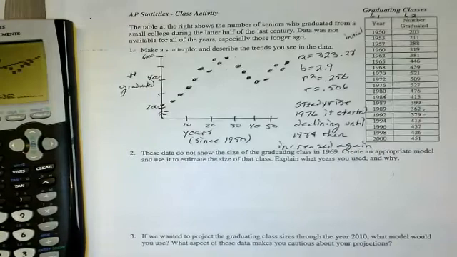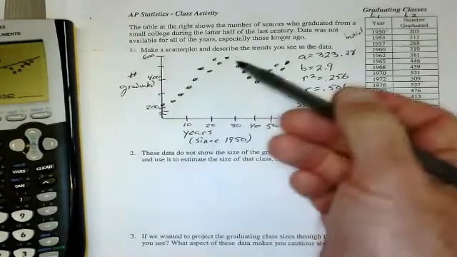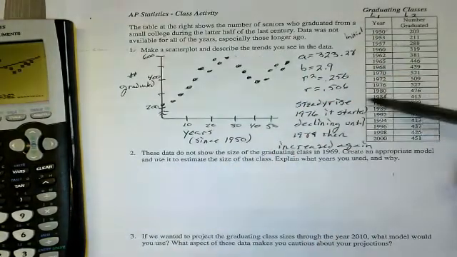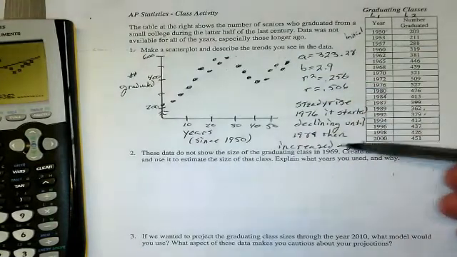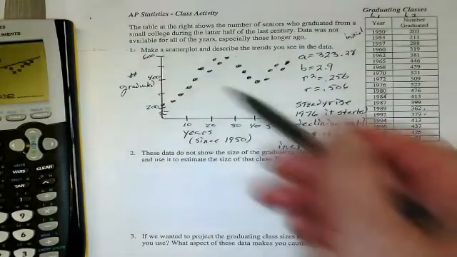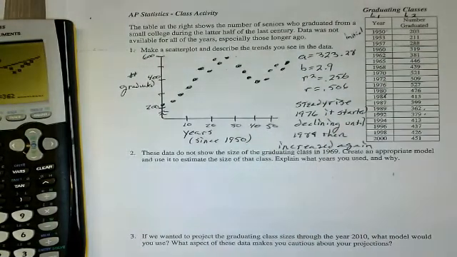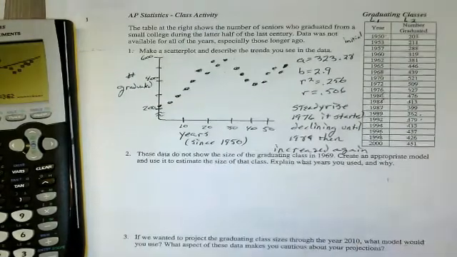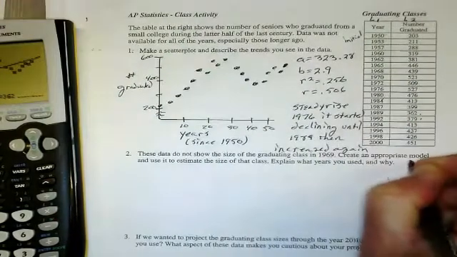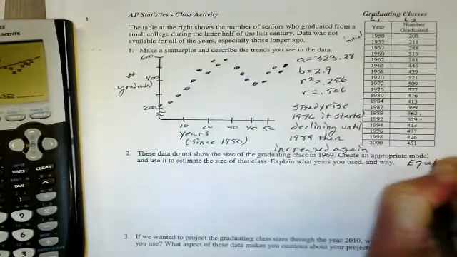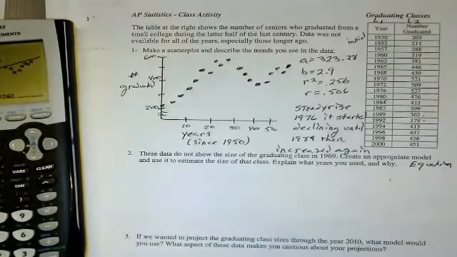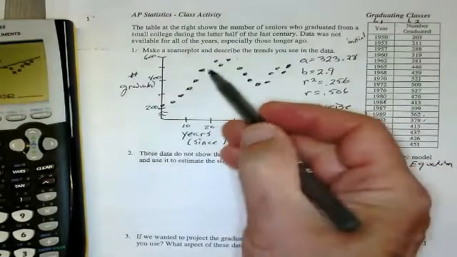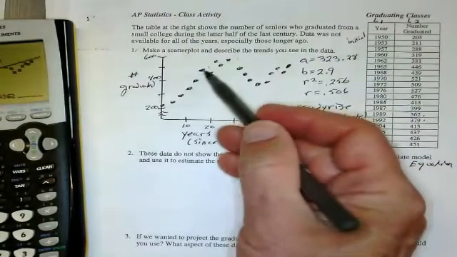Okay, so we talk about the trends. It increased up until 1976, and then it started declining until 1989, and then it increased again. Okay, down and up. So this data does not show the size for 1969. Create an appropriate model, and when you read the word model, that means equation, and use it to estimate the size of that class. Well, if we look, 1969 is right in this big gap right here.